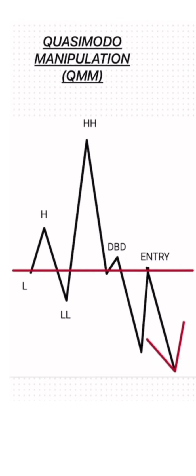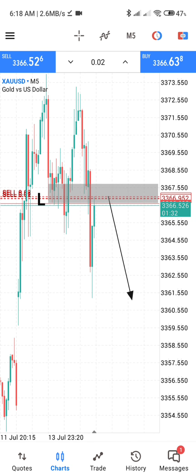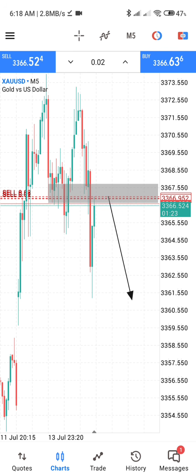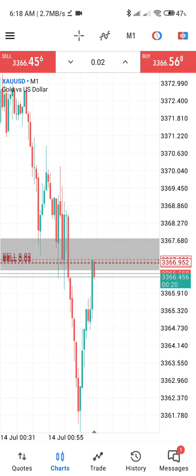Price basically made QMM, which is Cosmodo manipulation. First it made low, then high, and after that it made lower low. So there will be higher high. Then it made drop, base drop or supply area, and the last zone is our entry zone. So that's the full structure of QMM. It's basically the reversal of QMR. So that's a high risk, high reward setup.